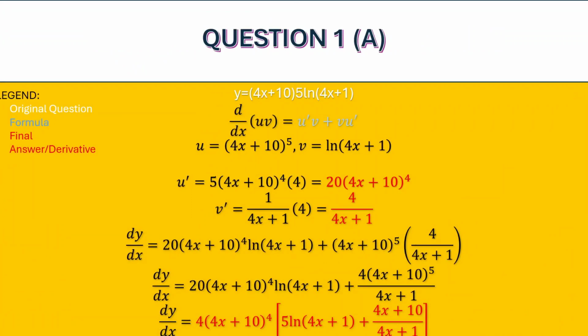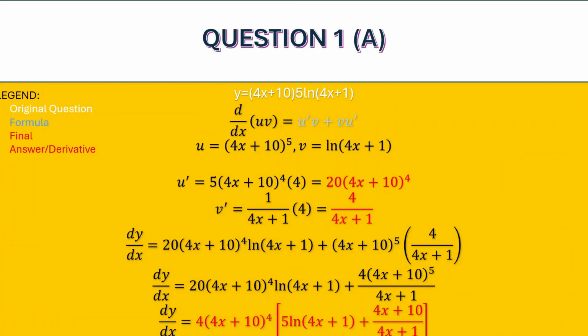So today, I will explain the steps used to differentiate this function for question number 1. We will use the product rule because the function consists of two functions multiplied together. So first, we will identify u and v, which is the product rule. First, we let u equal (4x + 10)^5 and v equal ln(4x + 1).